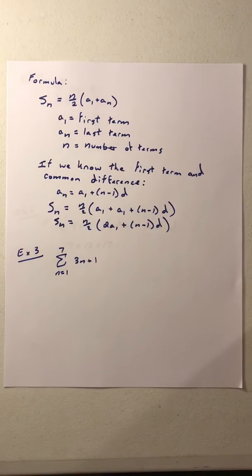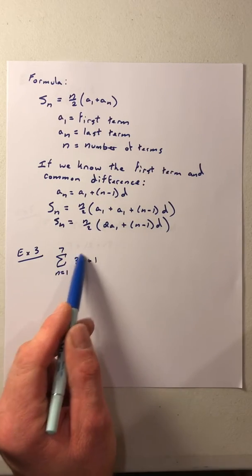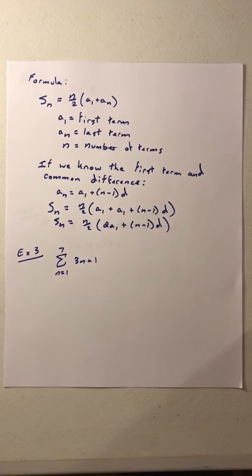So in example 3, we're now going to use sigma notation. We know that n equals 1, and we're going from 1 to 7 of the function 3n plus 1.